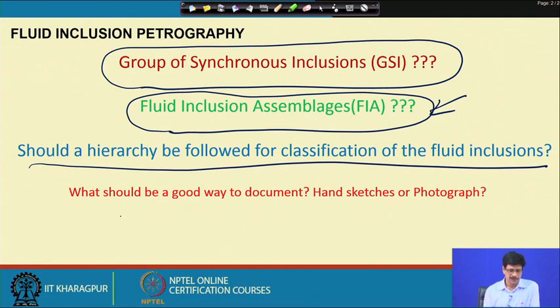Well, so these are some very general preliminary ideas of such a vast and complicated topic, which is fluid inclusion petrography.